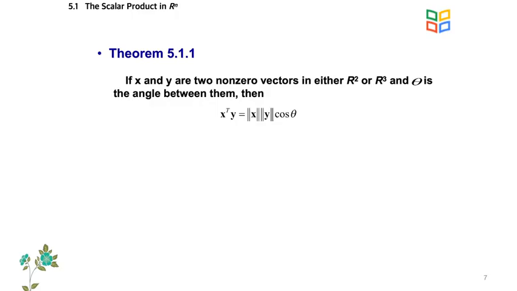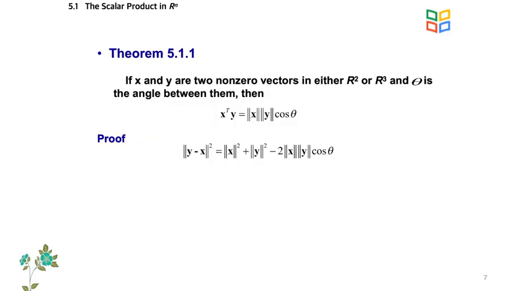Now we consider this theorem 5.5.1. If x and y are two non-zero vectors in either R2 or R3, and theta is the angle between them, then we have this scalar product: x transpose y equals the length of x times the length of y times the cosine of theta.